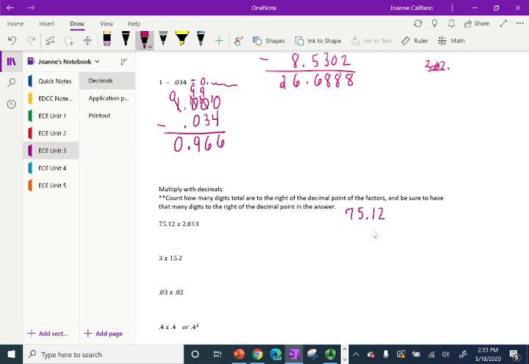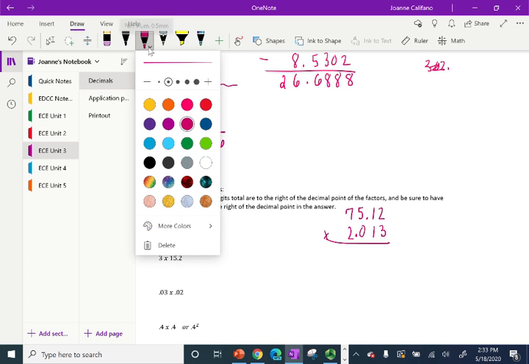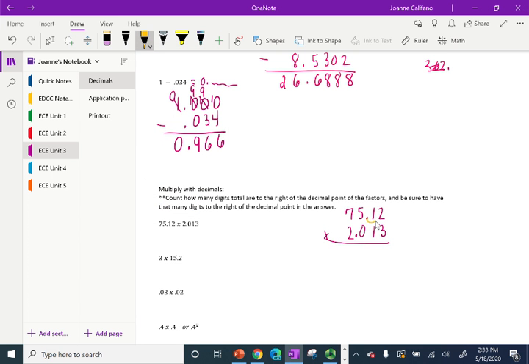75.12 times 2013, but the decimal belongs here. Okay. Once I set up my numbers and stack them like that for multiplying, I count how many digits are after the decimal point in all of the numbers I'm multiplying. So I've got 1, 2 places to the right of the decimal here, 1, 2, 3 more places to the right of the decimal here. There are 6 places to the right of the decimal.